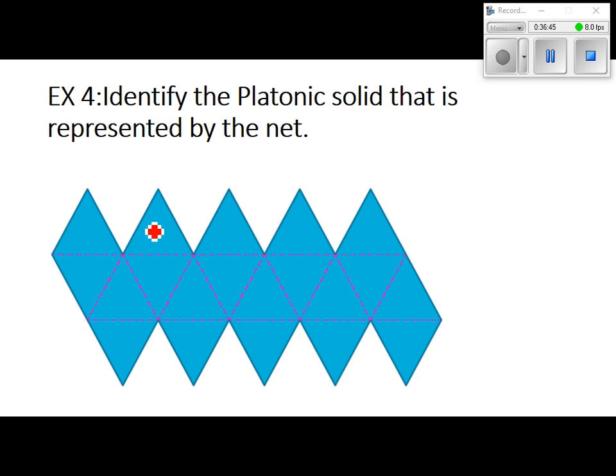Identify the platonic solid that is represented by the net. Again, remember this is something we talked about, these solids, a little bit last time. If we look at this, we got 1, 2, 3, 4, 5, 6, 7, 8, 9, 10, 11, 12, 13, 14, 15, 16, 17, 18, 19. There's 20 triangles, and they're all equilateral triangles, so they're all exactly the same.